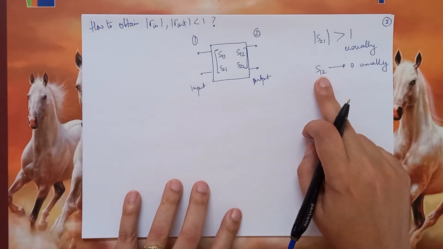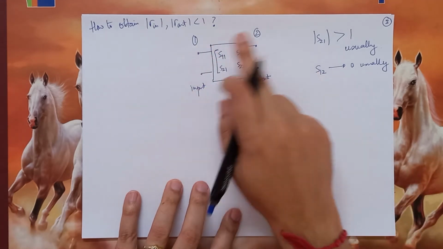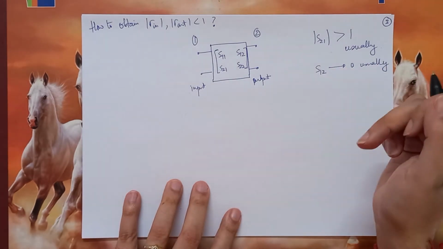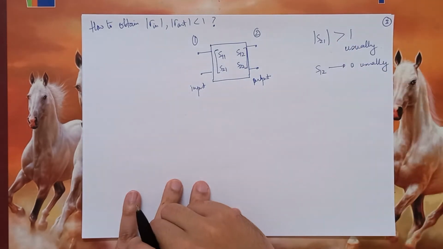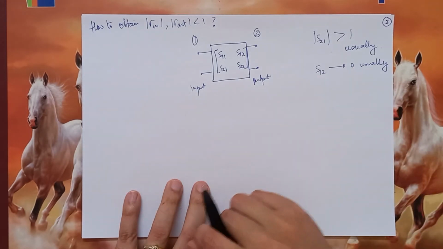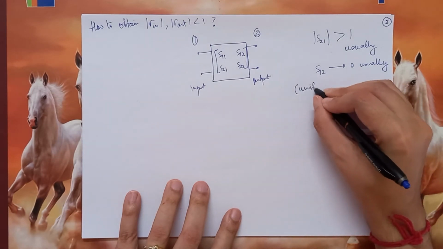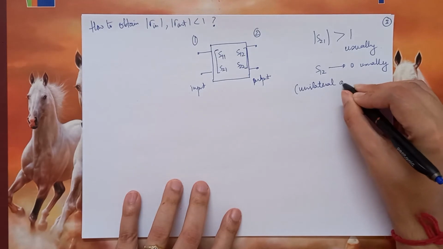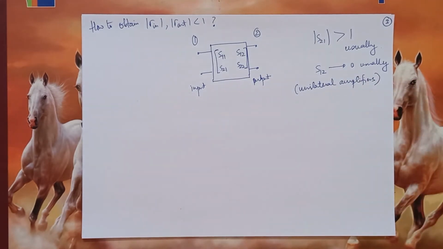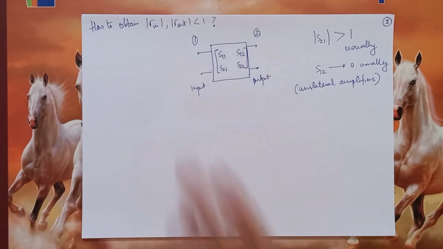So in most MMIC amplifiers, this is valid. There are some cases where the amplifier is not designed properly and S12 can be something finite, much more than 0. But for most cases, S12 tends to 0. And such amplifiers are called unilateral amplifiers. Unilateral means it can pass only from port 1 to port 2, but not from port 2 to port 1.